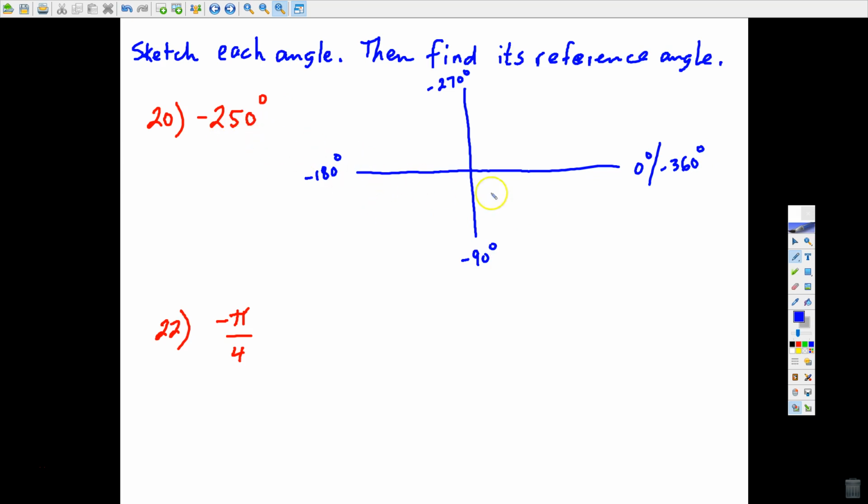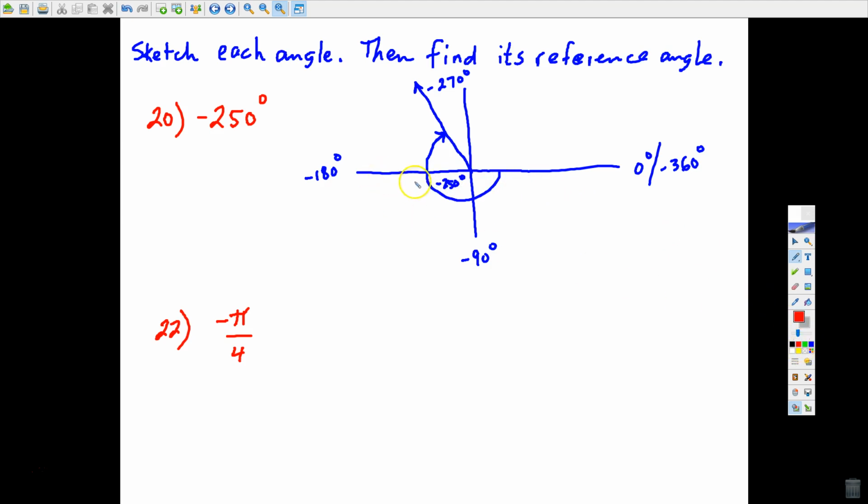Okay, so for -250, it's as though we went -180 and then 70 more. This whole distance here, of course, would be 90 degrees, so I'm just going to go 70 of it and make my terminal side there. Okay, so I'm calling this -250 degrees.